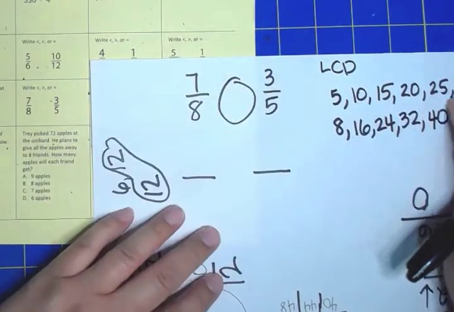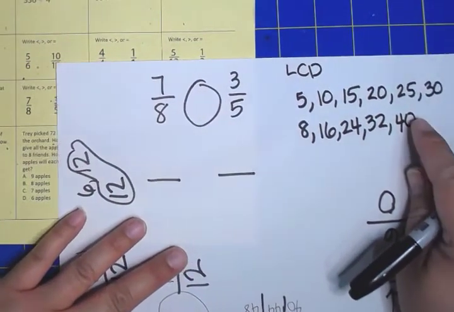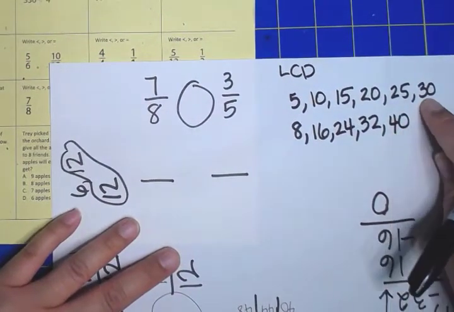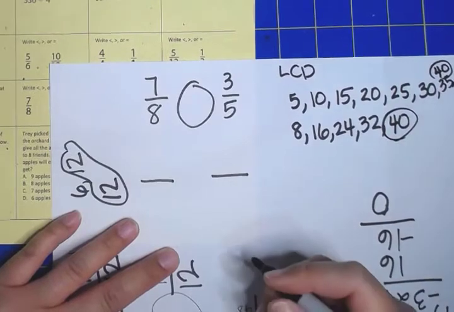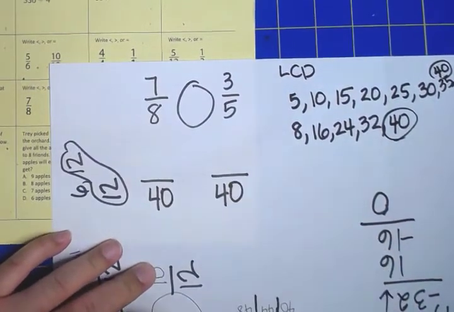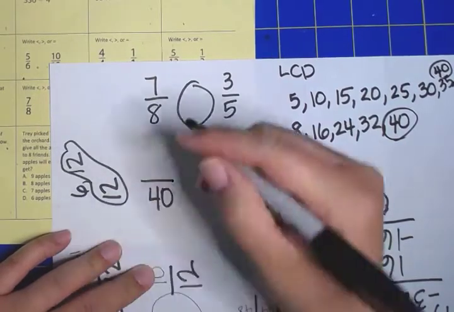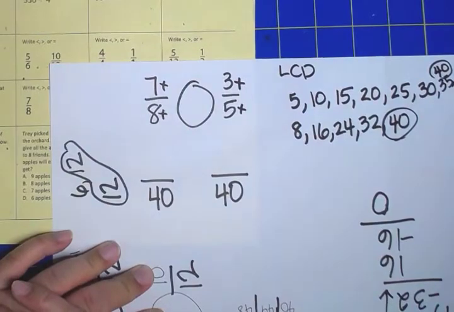33, 34, 35, 36, 37, 38, 39, 40. And even though I haven't gotten to 40 here, I know that if I keep going on my 5s, the next one is 35 and the next one is 40. So my lowest common denominator for this problem would be 40. And then you have to multiply both sets of numbers so that you can compare.